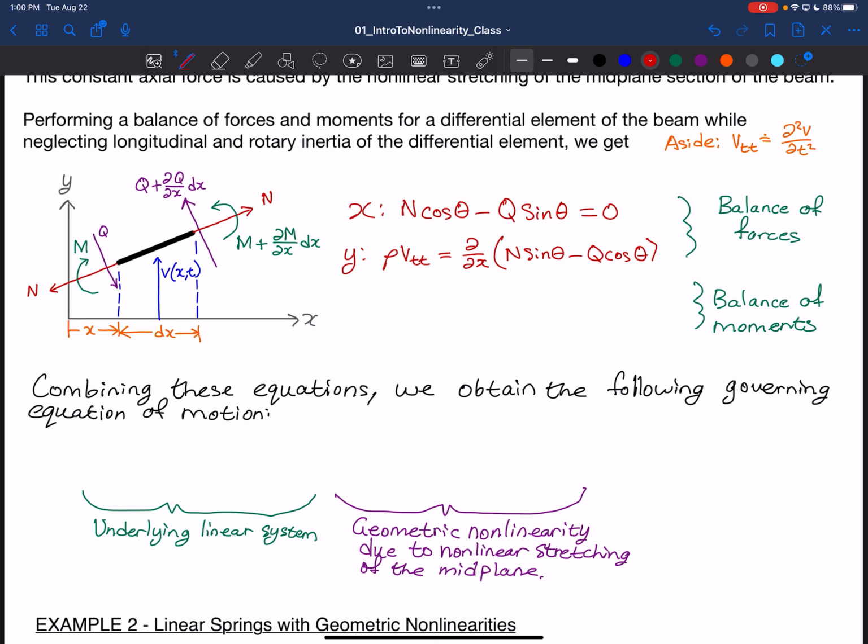For the moments, we will get M_x, so that is the partial derivative of M with respect to x, minus the quantity Q times the cosine theta plus N sine theta multiplied by 1 plus v_x, plus N cosine theta minus Q sine theta, and that's equal to 0, and that is our balance of moments.